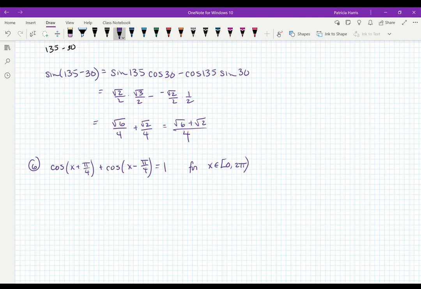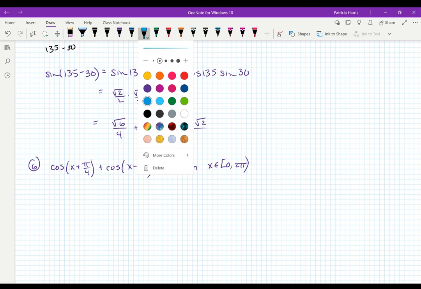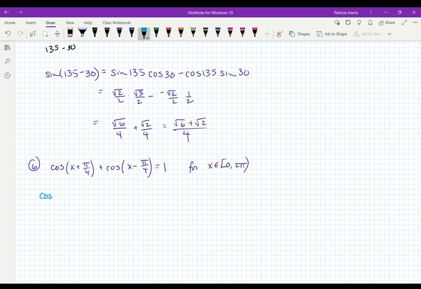Okay, so using the sum and difference identities for cosine, we have cosine x cosine pi over 4 minus sine x sine pi over 4, plus cosine x cosine pi over 4 plus sine x sine pi over 4 equals 1.